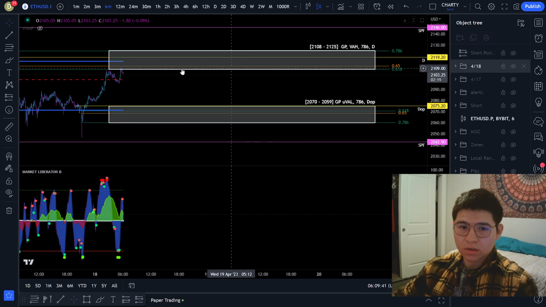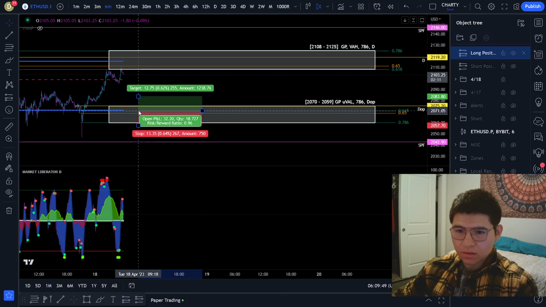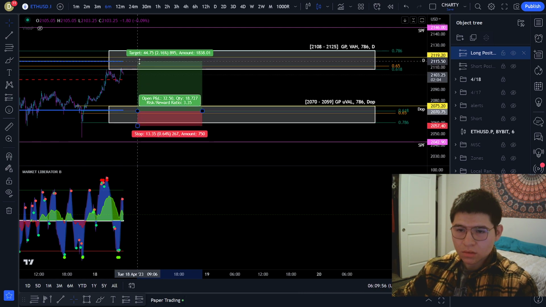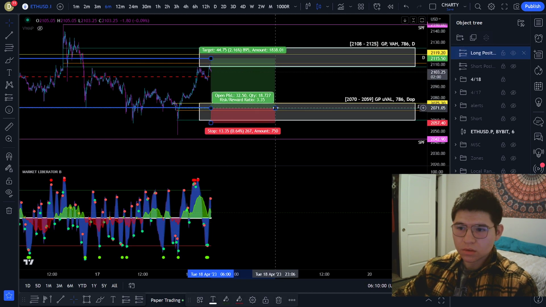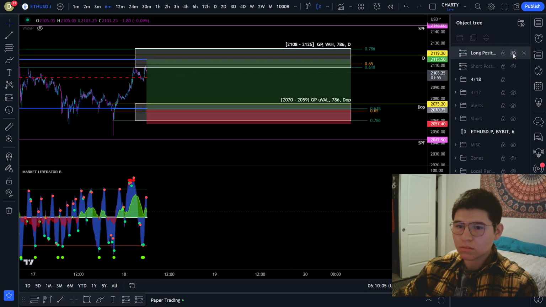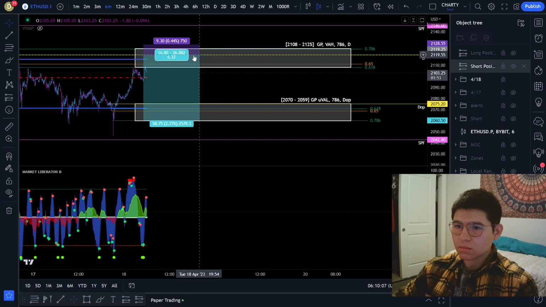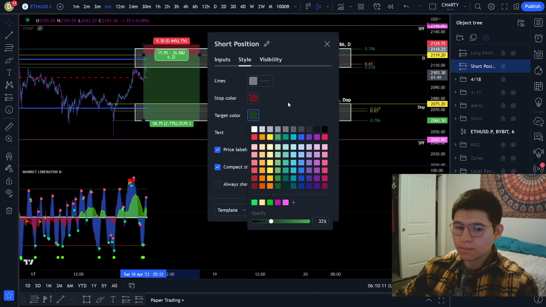And as far as the long, it would have to be something like maybe long the golden pocket, with the stop loss right under the 786, and then just target the highs of the range again. Like that. So as far as the long and short, red, green.